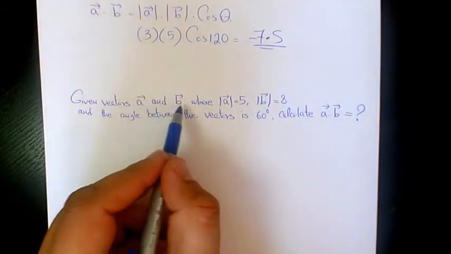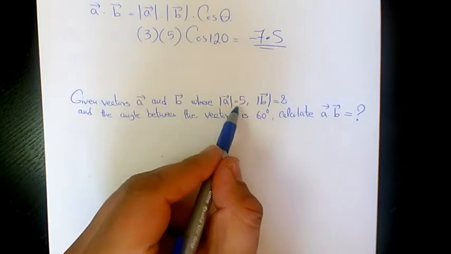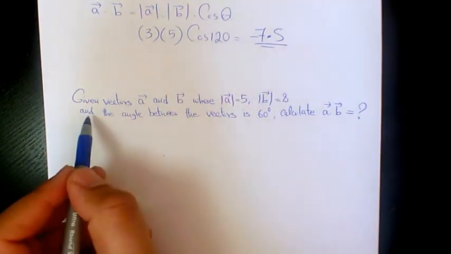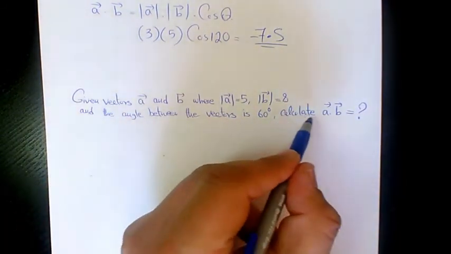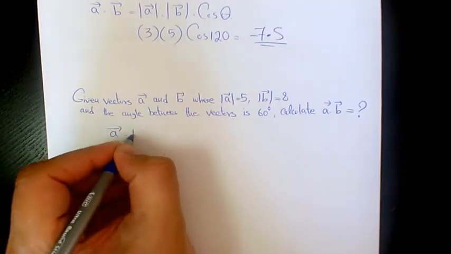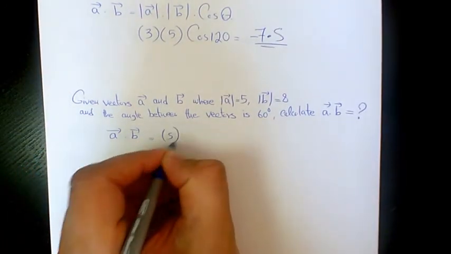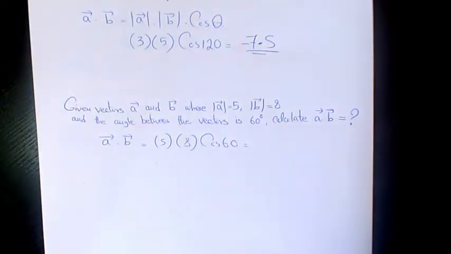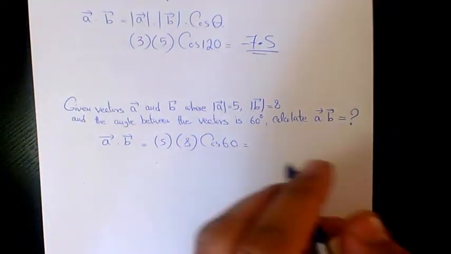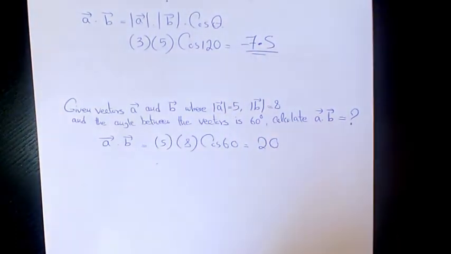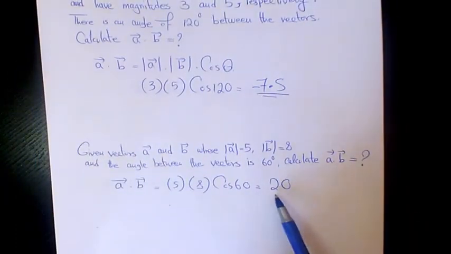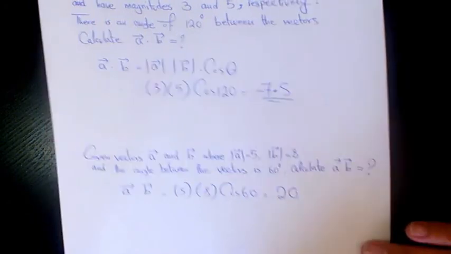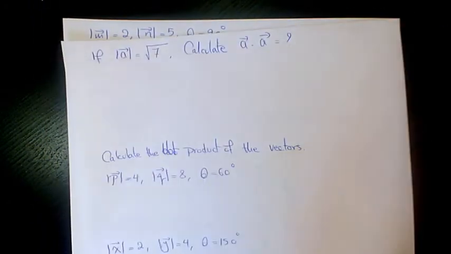Given vectors a and b, where the magnitude of a is 5, the magnitude of b is 8, and the angle between them is 60 degrees, calculate a dot b. It's going to be 5 times 8 times cosine 60, which is 20. And don't forget that these are not vectors, these are scalars. The answer to a dot product is always a scalar.